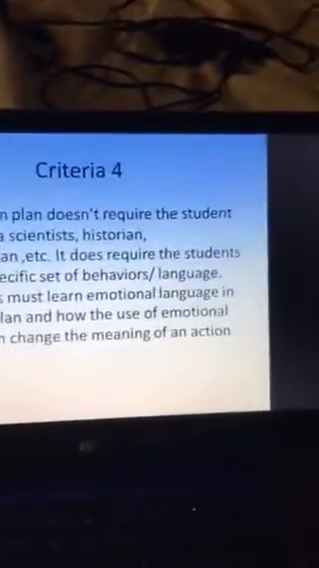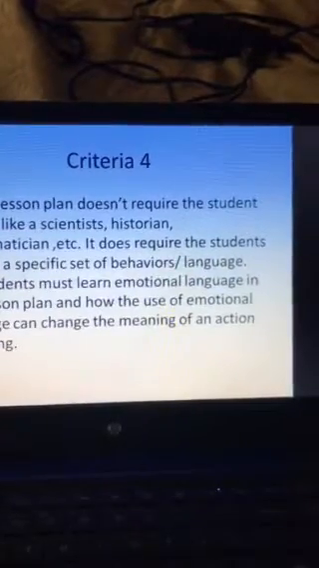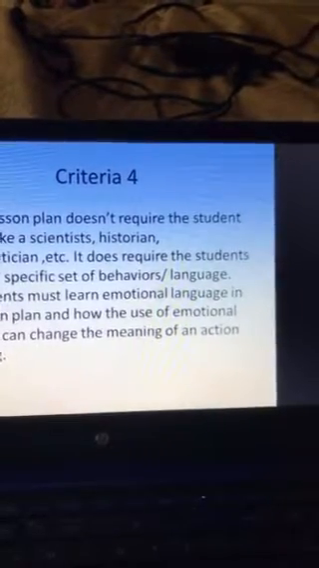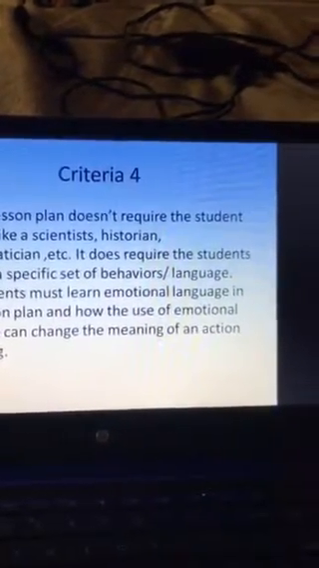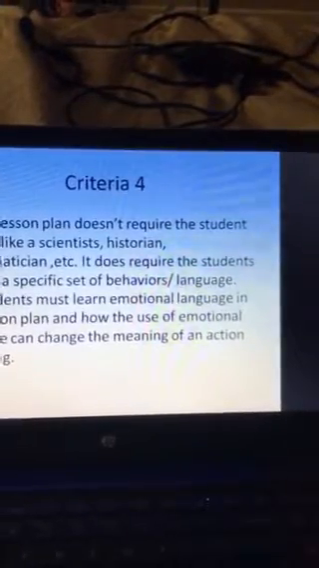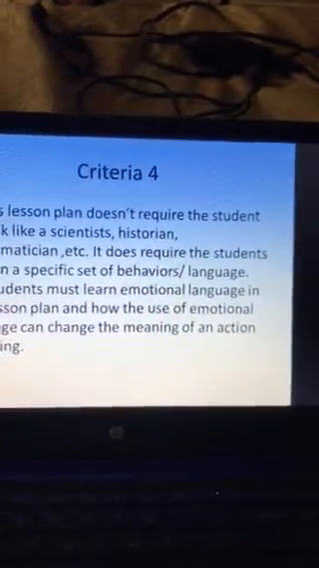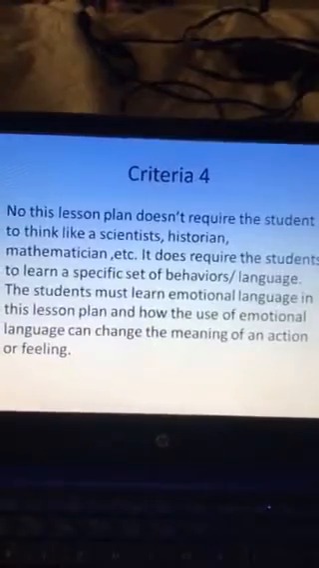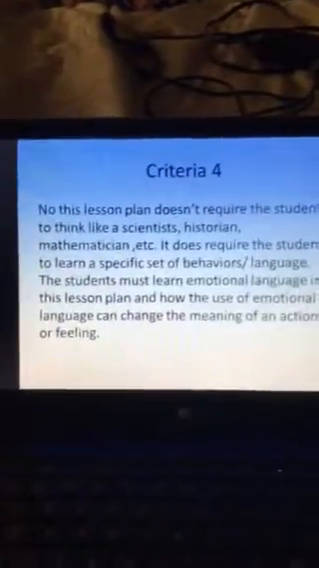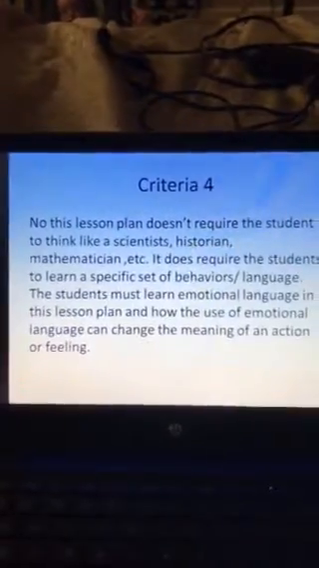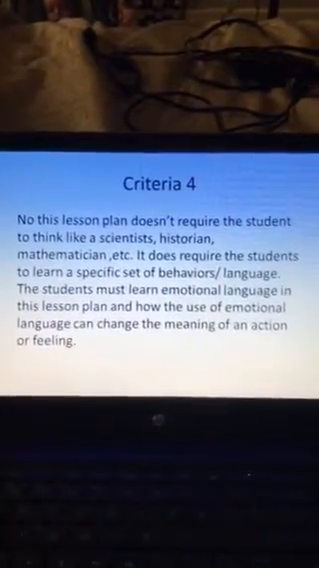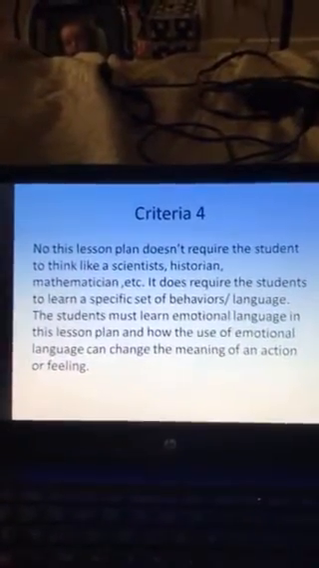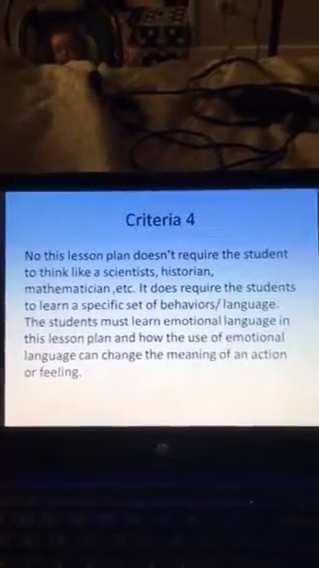Criteria 4. The question is, the ultimate evaluation is this. Does the lesson require the students to think like a scientist, think like a historian, think like a mathematician, etc.? Does it require students to learn, use, and know a specific set of behaviors dedicated to the discipline or area of study within the discipline? My answer is no. This lesson plan doesn't require the student to think like a scientist, historian, mathematician, etc., but it does require the students to learn a specific set of behaviors and language. The student must learn emotional language in this lesson plan and how the use of emotional language can change the meaning of an action or feeling.